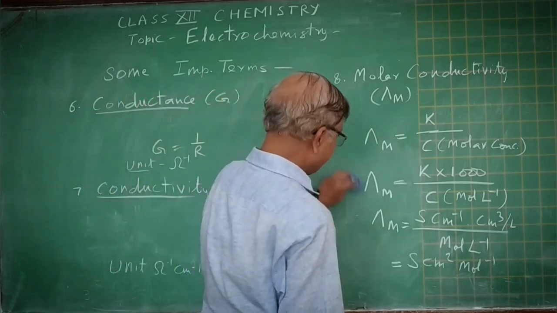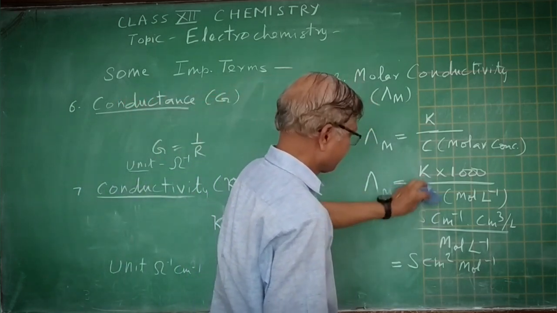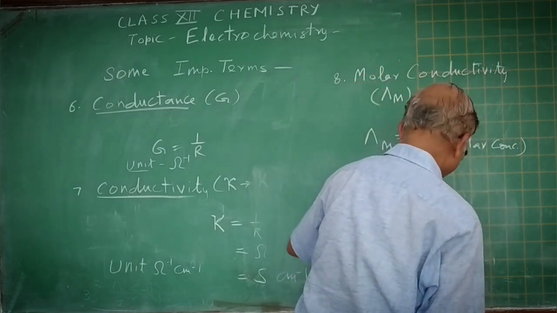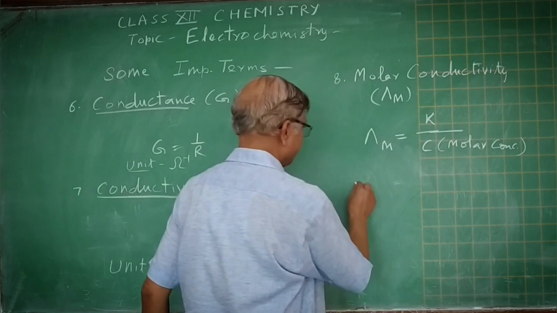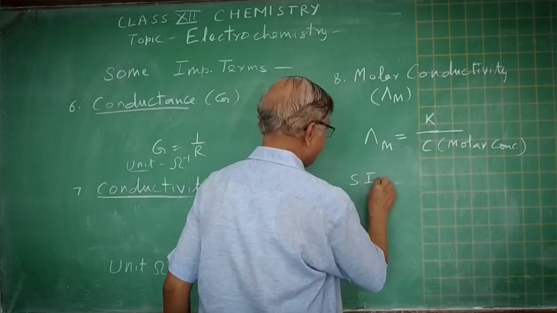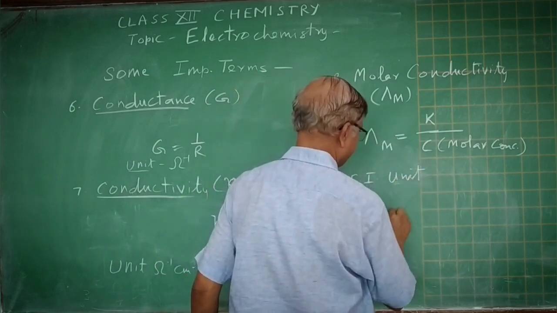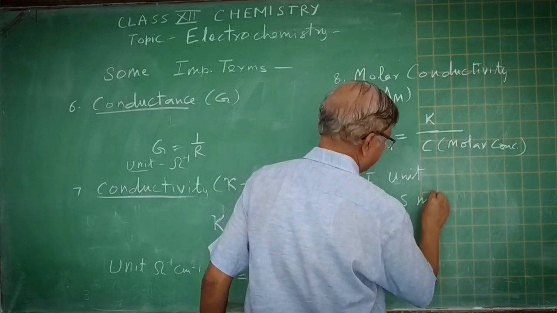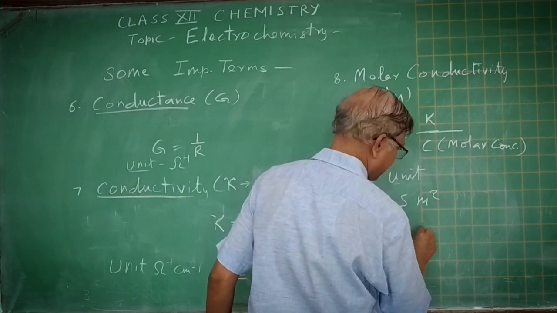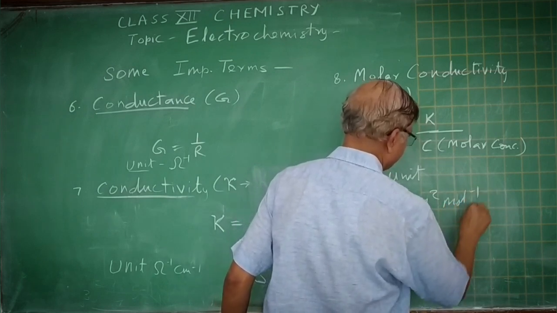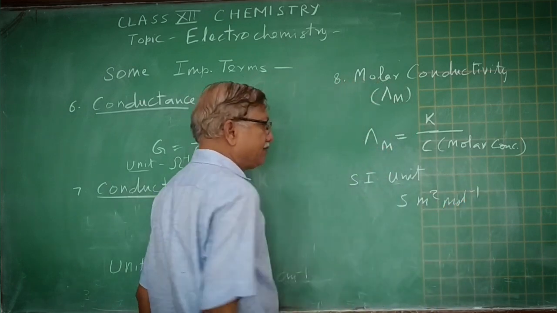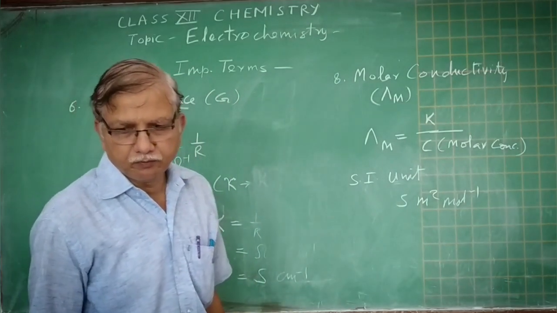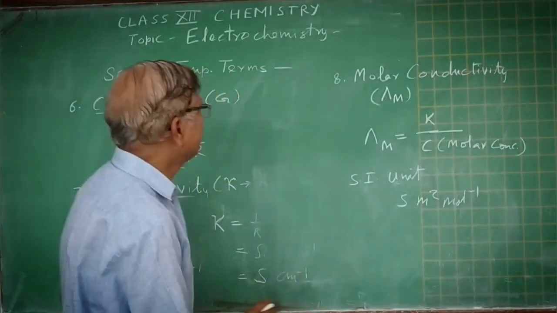It can also be taken in SI unit, Siemens meter square per mole. So either Siemens centimeter square per mole or Siemens meter square per mole. Now this is molar conductivity.